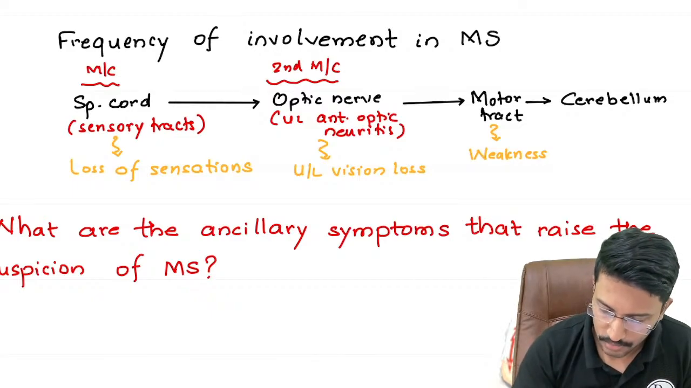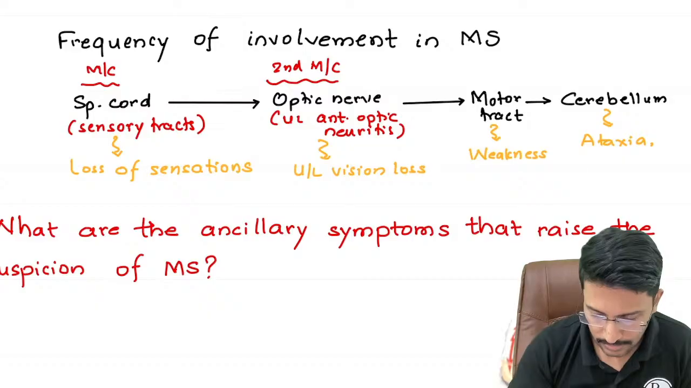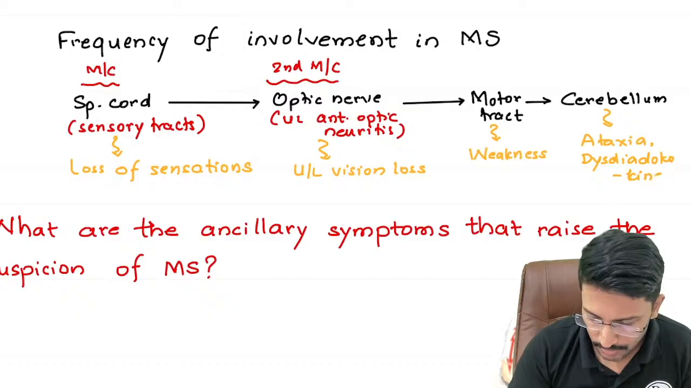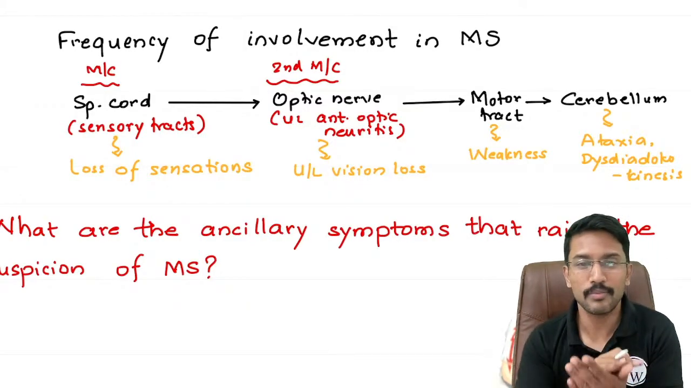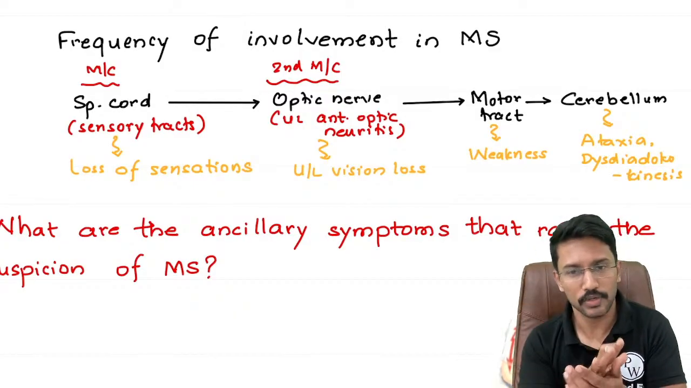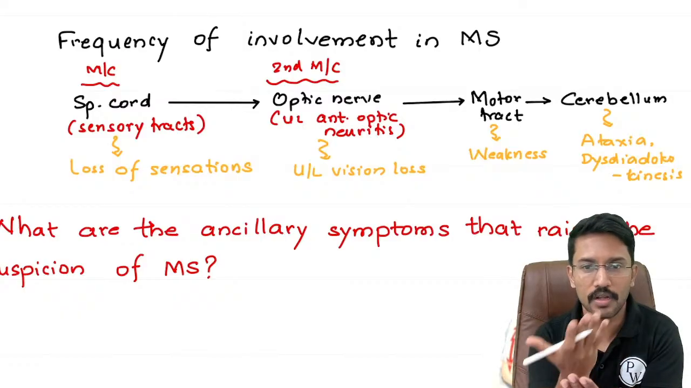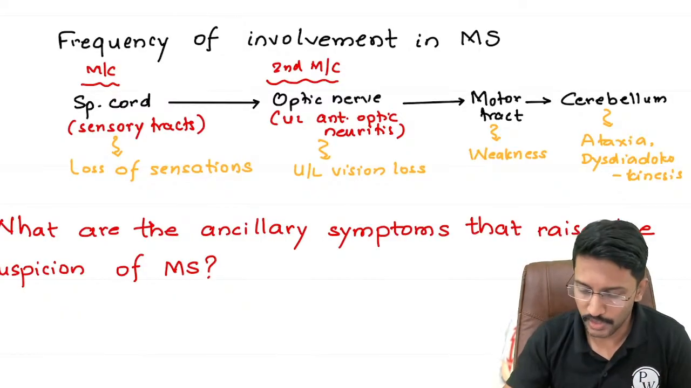Cerebellar involvement can lead to ataxia, right? Then dysdiadochokinesis. What is dysdiadochokinesis? Remember, diadochokinesis is an ability where we can make rapid alternating movements. For doing rapid alternating movements, I need my cerebellum to work fine. When that is affected, I will not be able to do these rapid alternating movements. That phenomenon is what we call dysdiadochokinesis.